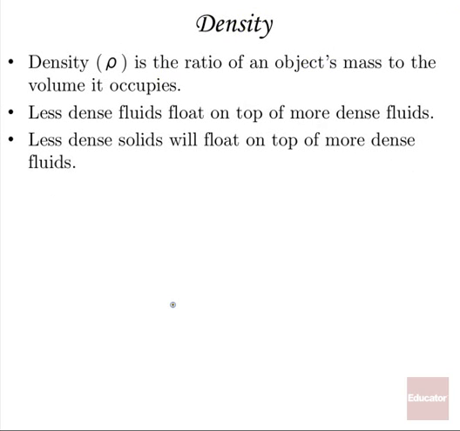So to begin, let's get into density. Density, which gets the symbol Greek letter rho, is the ratio of an object's mass to the volume it occupies. Less dense fluids float on top of more dense fluids, and less dense solids will float on top of more dense fluids. Now, if density is the ratio of an object's mass to volume, density rho is mass over volume, and the units are going to be kilograms per meter cubed.